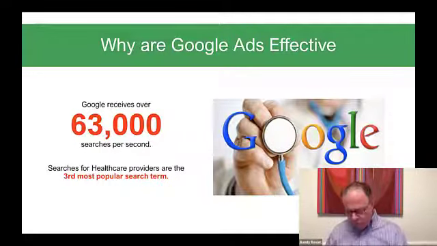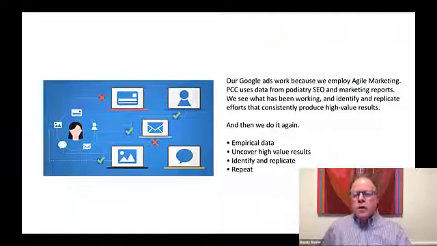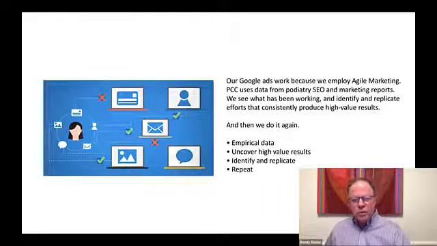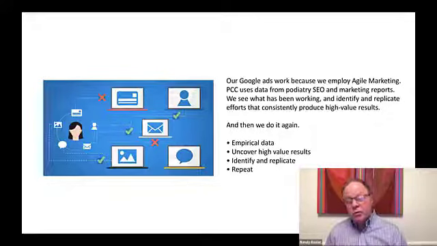So they're searching more and more and more, and they're searching typically on Google. So, Google Ads work because we employ what's called agile marketing, where we use some data from SEO reports and marketing reports. We kind of see what's been working, identify and replicate efforts that consistently produce high-end results. So, Google Ads is a little bit of rocket science here.